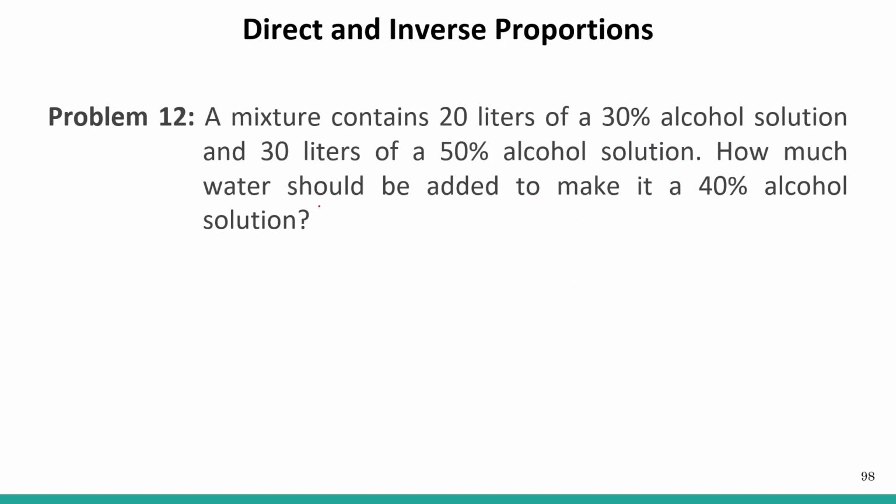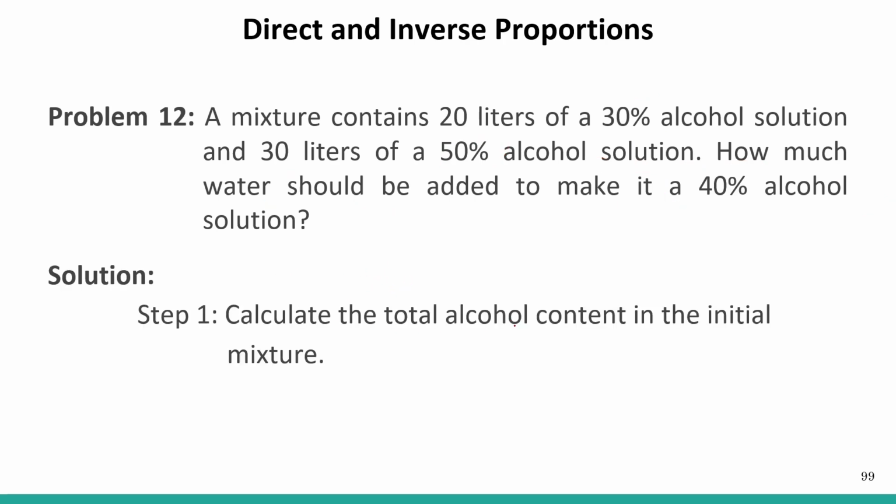Okay. So a mixture contains 20 liters of a 30% alcohol solution and 30 liters of a 50% alcohol solution. So how much water should be added to make it a 40% alcohol solution? How much water should we add so that we could make it a 40% alcohol solution?